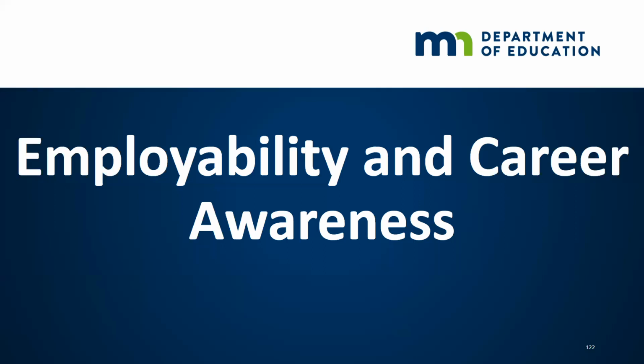So I just want to acknowledge that so far today, we have been talking about evidence that mostly applies to the 4 academic areas, ELA, math, social studies, and science. And employability and career awareness is a little bit different, but it's pretty straightforward. So I just want to walk us through that quickly.